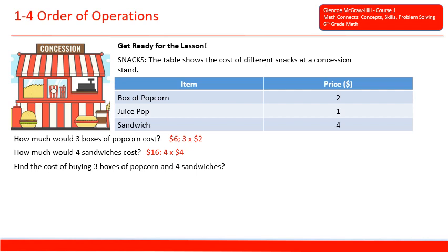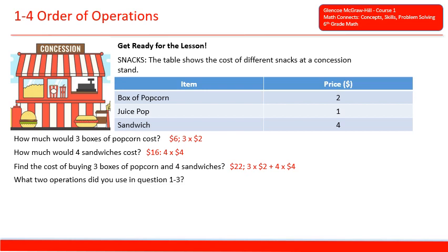Find the cost of buying 3 boxes of popcorn and 4 sandwiches. So it would be $22 because we would do 3 times $2 plus 4 times $4. So 3 times $2 is $6. 4 times $4 is $16. 16 plus 6 is $22.